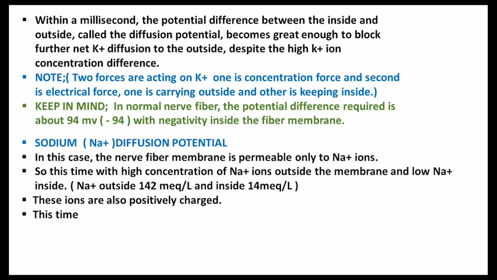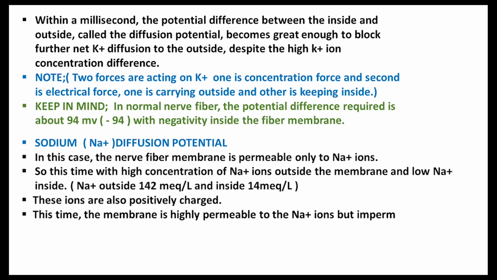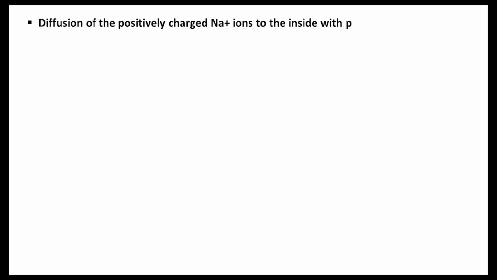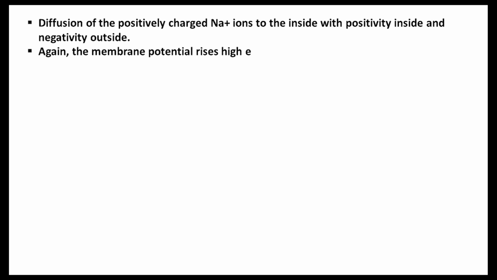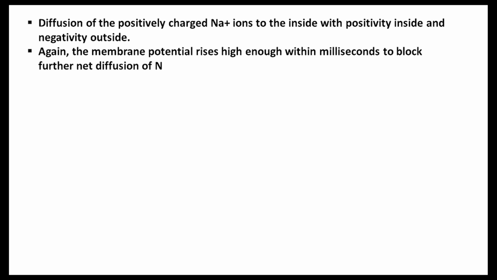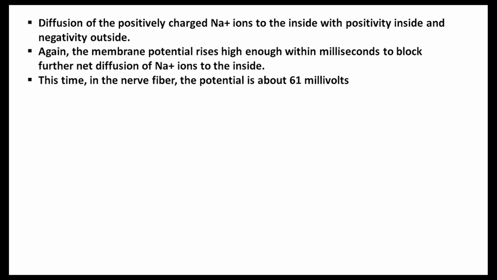This time, the membrane is highly permeable to the sodium ions, but impermeable to all other ions. Diffusion of the positively charged sodium ions to the inside creates positivity inside and negativity outside. Again, the membrane potential rises high enough within milliseconds to block further net diffusion of sodium ions to the inside. This time, in the nerve fiber, the potential is about 61 millivolts positive inside the fiber.